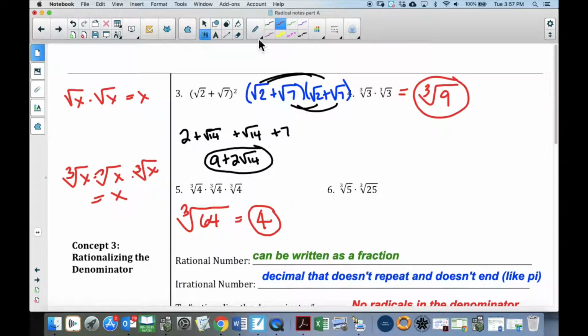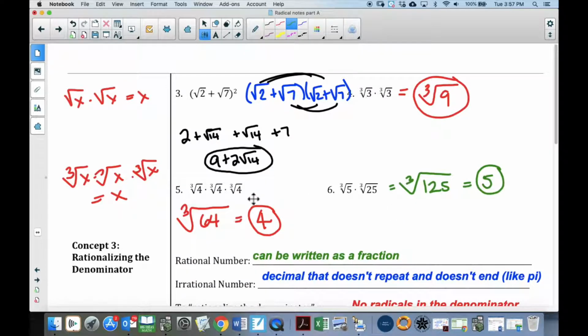Okay, let's look at number 6 though. A little bit different. It is going to be the cube root. And what's 5 times 25? Well, it's 125. And so that also can be simplified because 125 is a perfect cube, and it comes out to be 5.